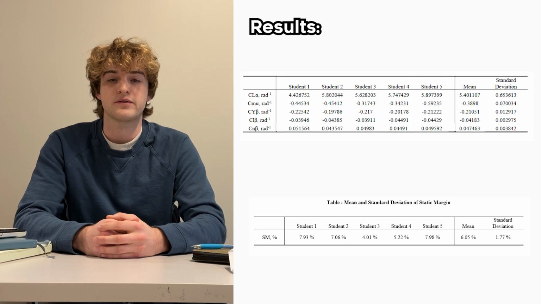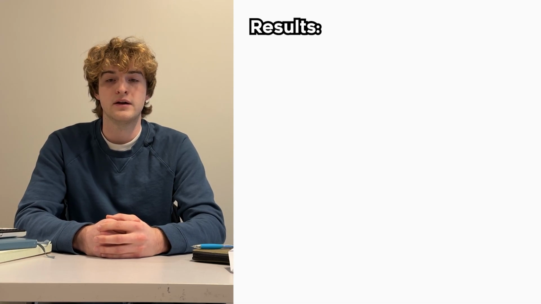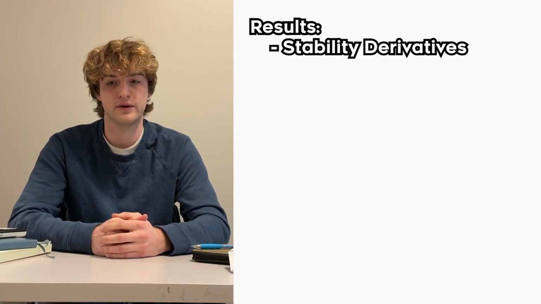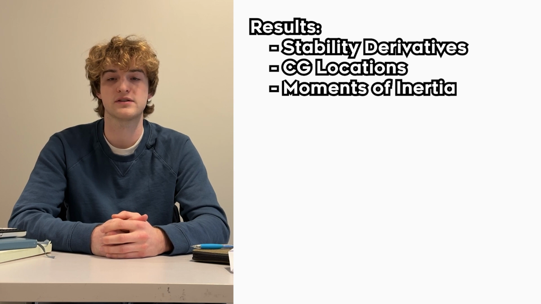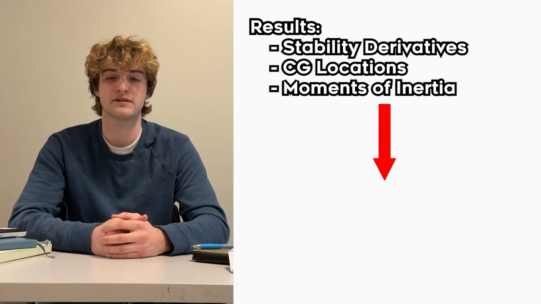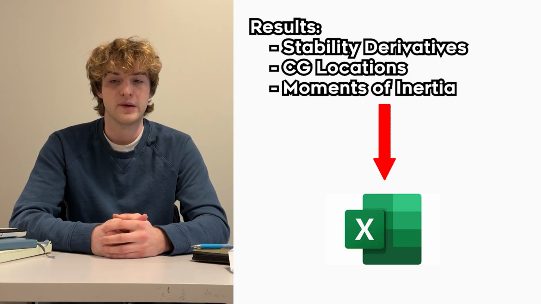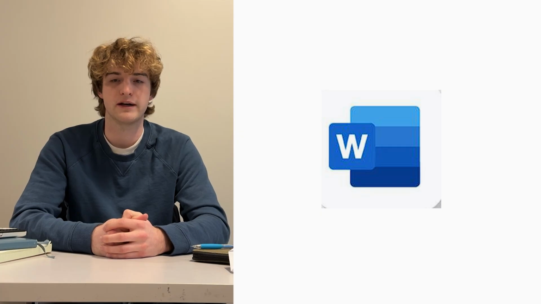Once each analysis was performed, all results including stability derivatives, CG locations, and moments of inertia estimates were exported as Excel files and consolidated into one Excel file where they could now be compared. After comparison, group members began working on their individual report writing, followed by the group report writing sections.